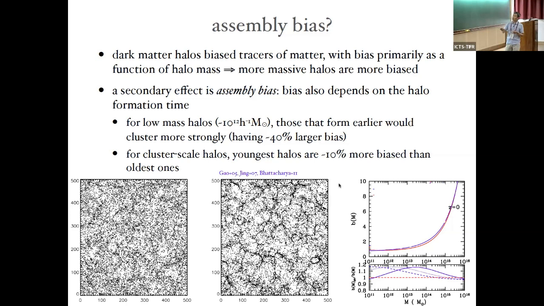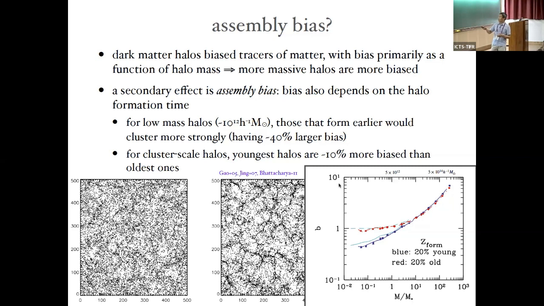As an illustration, the left and middle panels show the spatial distribution of the 20% youngest and 20% oldest low mass halos with mass around 10^11 to 10^12 solar masses from the Millennium simulation. You can clearly see that their clustering patterns are very different, with old halos having 40% larger bias compared to the younger ones.